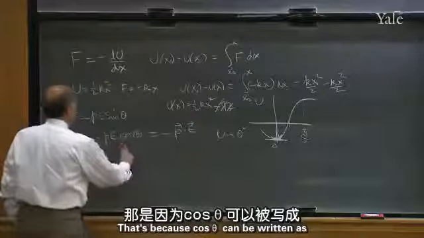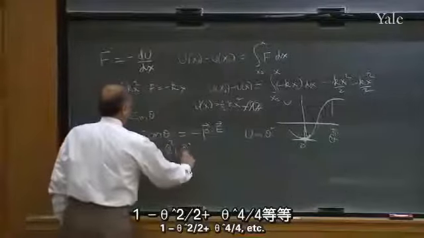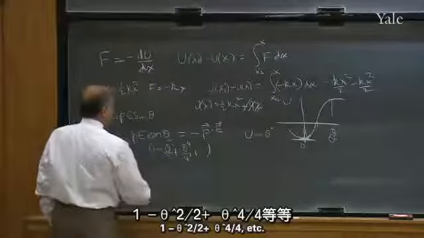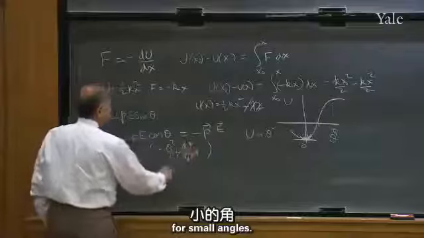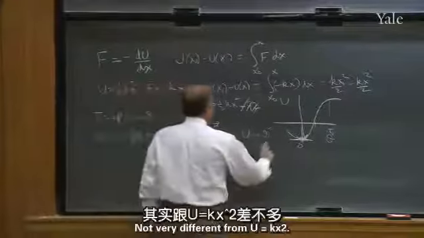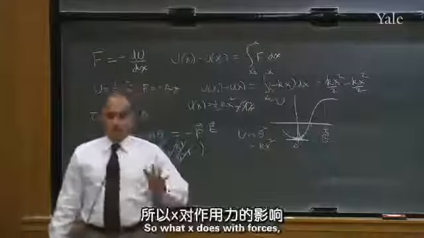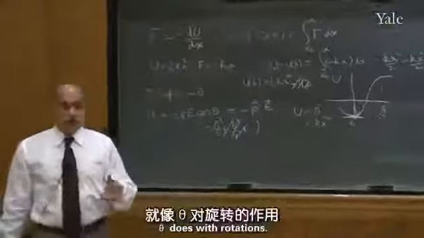That's because cos theta can be written as 1 minus theta squared over 2 plus theta to the 4th over 4 factorial, etc. For small angles, if you just keep that term, you will find it looks like this. Not very different from U equals kx squared. So what x does with forces, theta does with rotations.